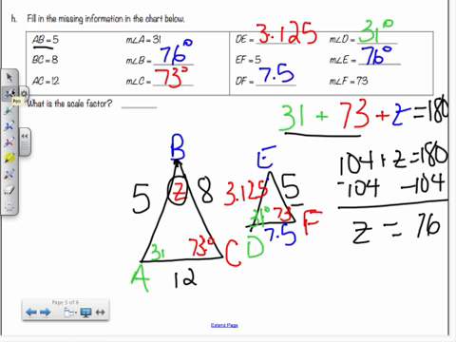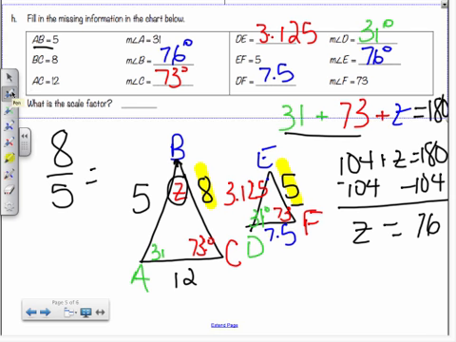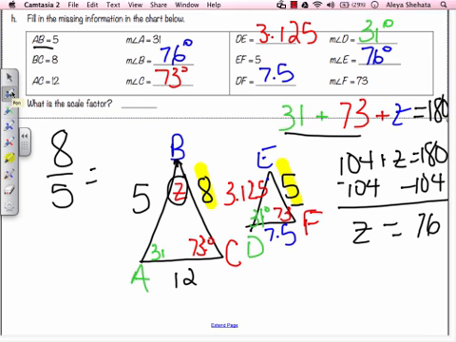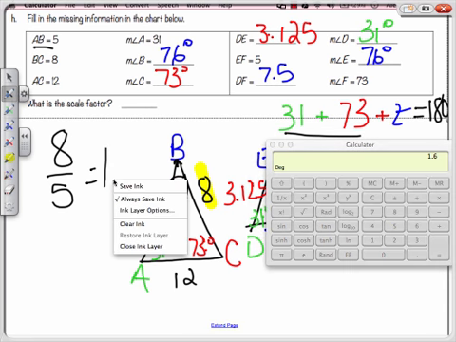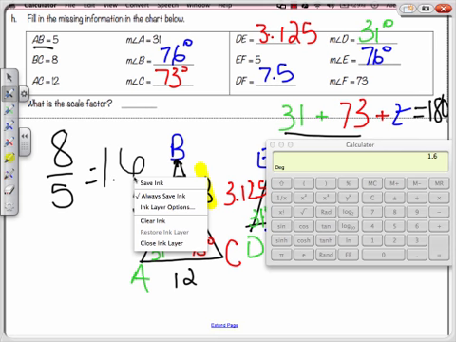To find out the scale factor, I just take one side and divide it by the other side, right in my calculator. So I'm going to divide 8 by 5. And that gives me my scale factor, which means, if I go ahead and do my division, I will end up getting 8 divided by 5, which is 1.6. So that means that my scale factor right here is 1.6. Okay?